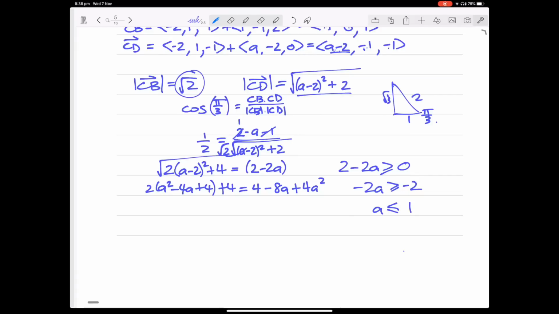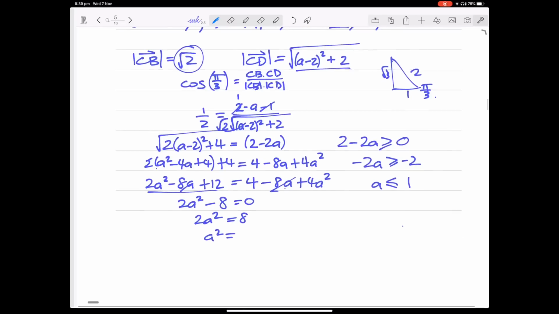Okay, so I got 2a squared, 4a squared, and let's just clean this up. 2a squared minus 8a plus 8 plus 12 equals 4 minus 8a plus 4a squared. Okay, let's bring all of this to the other side. So we get 2a squared. I've got minus 8a plus 8a, they cancel each other out. And then, if I bring that to the other side, I get minus 8 equals 0. 2a squared equals 8.